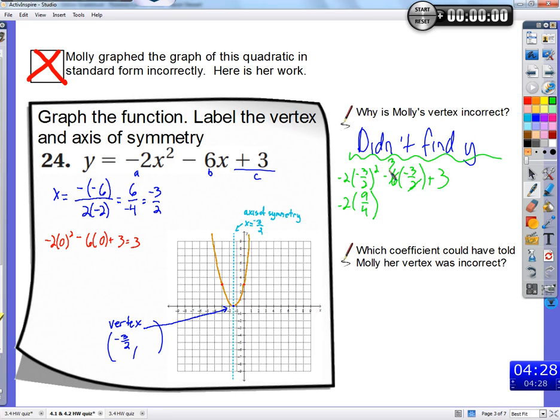-6 times 3 halves. 3 here, so that's a 1. So this will be -3 times -3. That'll be +9, +3. So we have 12. Minus 9/4 times -2 would be -18/4, or -9 halves if you want to simplify that.